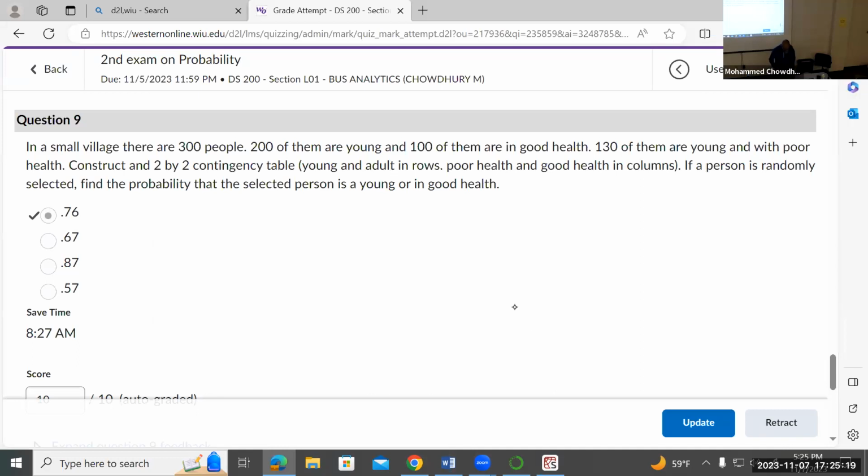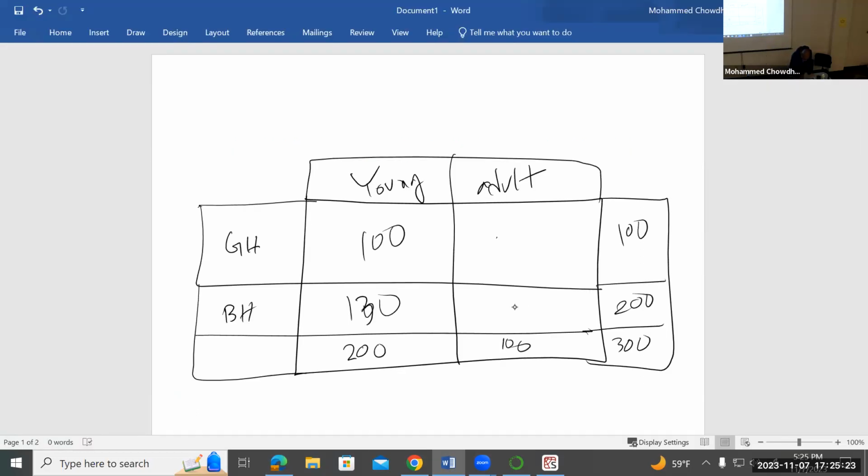What did they say? 130 of them are young and with poor health. 130. So that means this is equal to 70, and that is equal to 30, and that is also equal to 70, right?